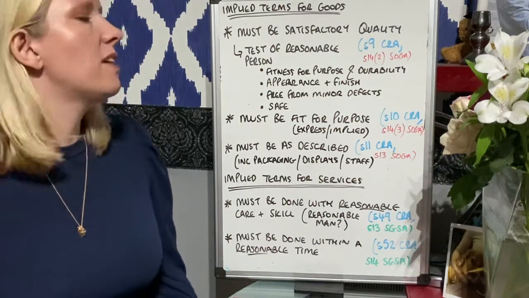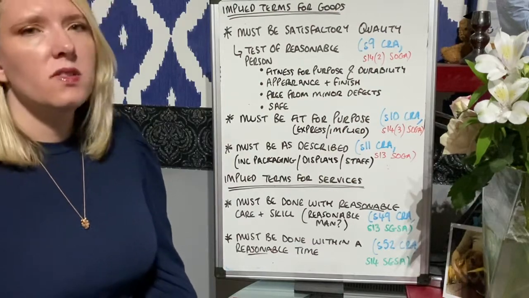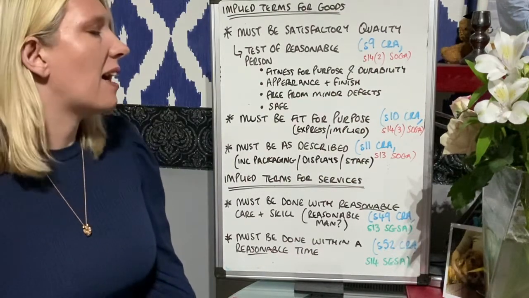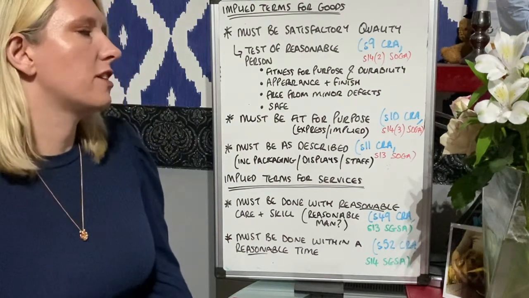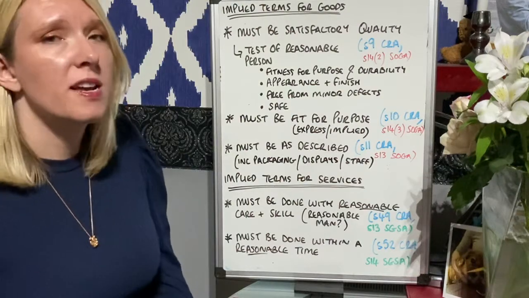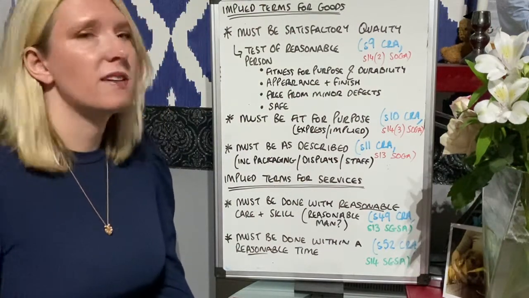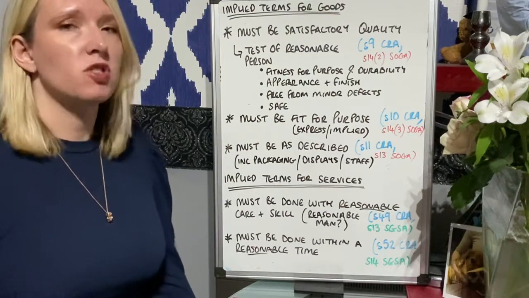That's under Section 10 of the Consumer Rights Act, Section 14.3 of the Sale of Goods Act. And the next main rule is that it must be as described. That's under Section 11 of the Consumer Rights Act and Section 13 of the old law, the Sale of Goods Act. Now, the description would fit packaging. So, for example, if something is described as pack of 12, it needs to have 12 in there.